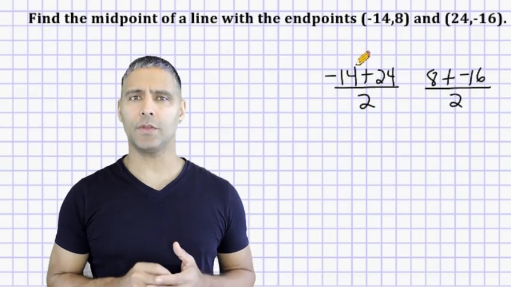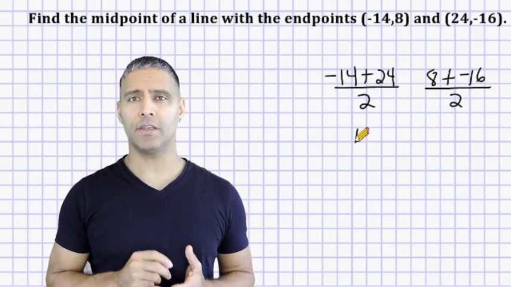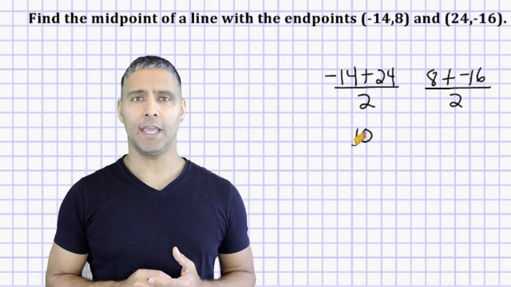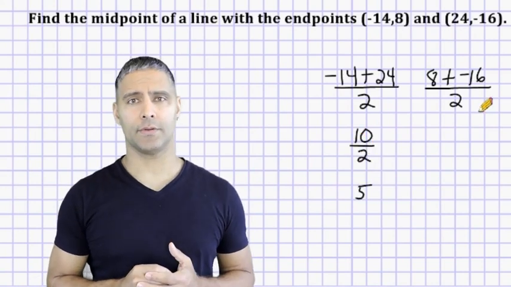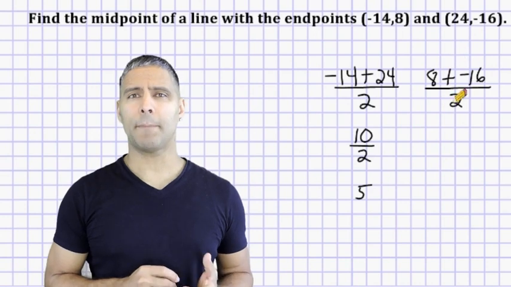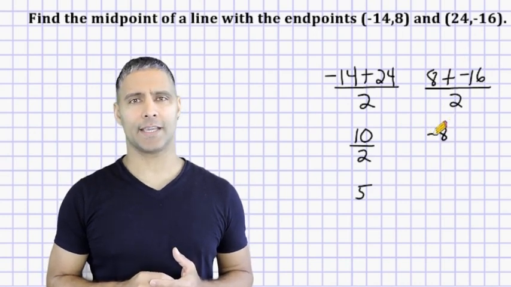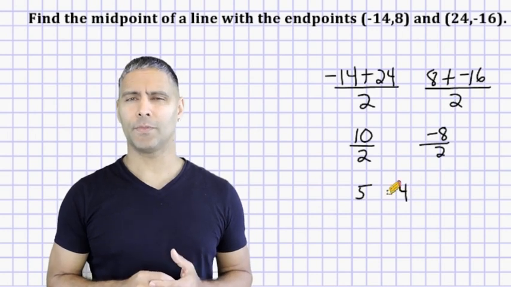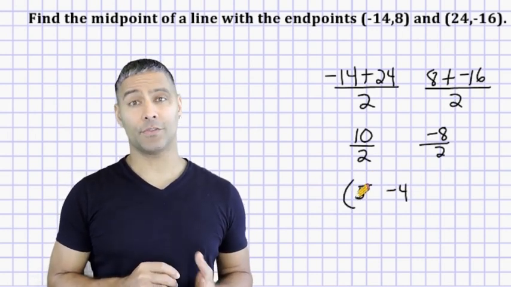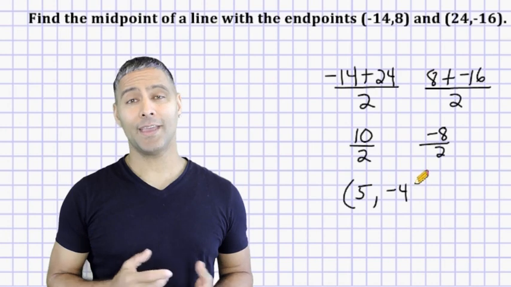All right, so -14 and +24 is a total of +10. And if we divide that by 2, that gives us a quotient of 5, so that is our x value. And for the y values, +8 and -16 is -8, and -8 divided by 2 is -4. So the midpoint of this line is located at +5 and -4.